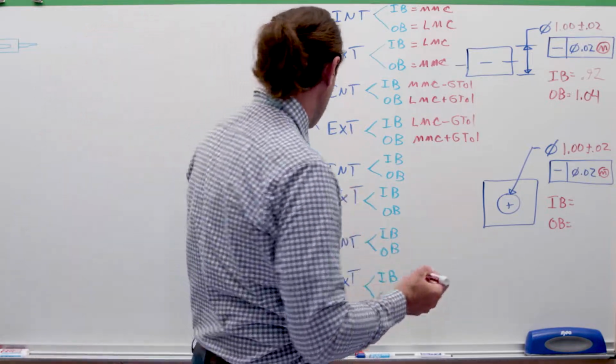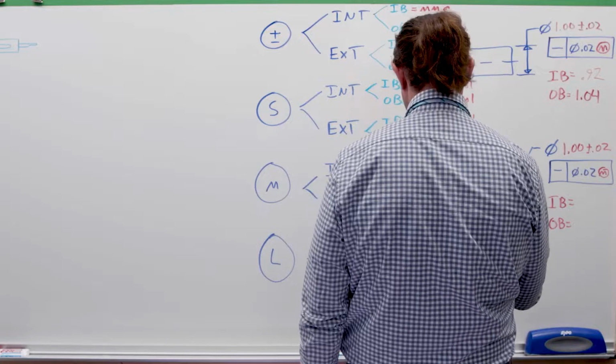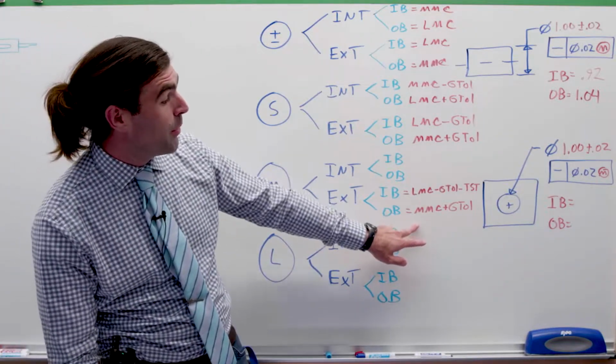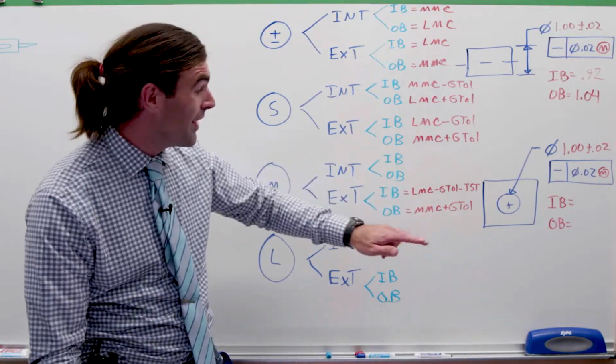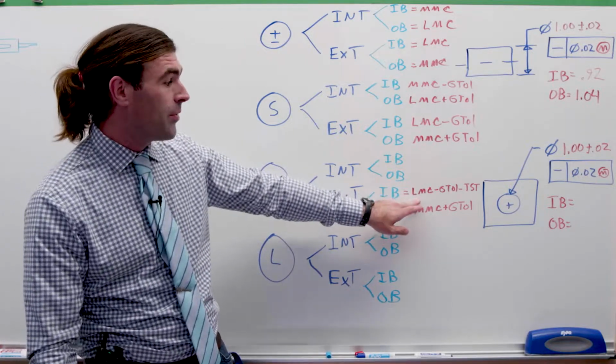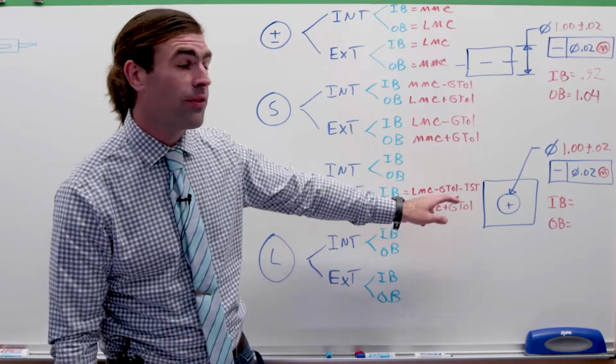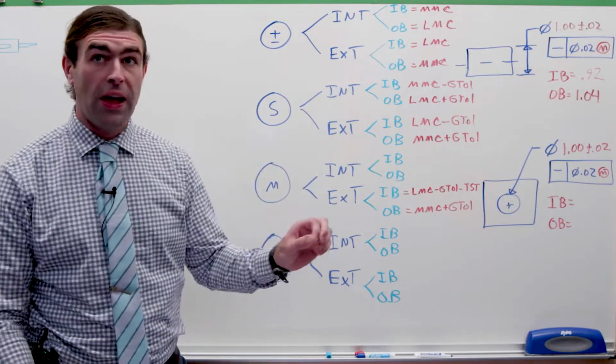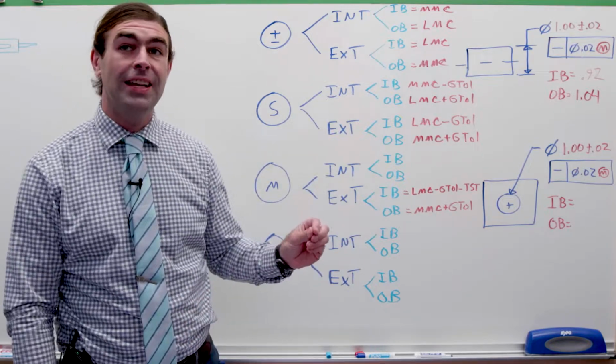Now, let me write it over here for you. So the outer boundary is the MMC plus the geometric tolerance. The inner boundary is the LMC minus the geometric tolerance minus the total size tolerance. I've abbreviated it TST.